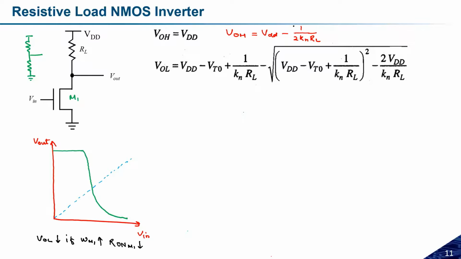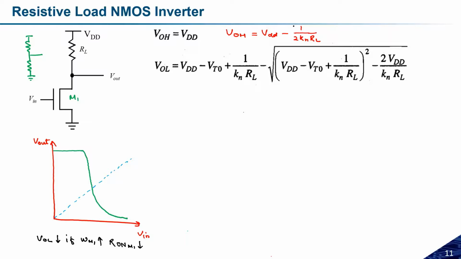So the simple answer is, if the strength of RL is dominating and the size of M1 is less, in that case you will get VOH equal to VDD. But if we are increasing the strength of M1, in that case VOH will be VDD minus 1 upon 2 Kn into RL. So this is how VOH will look, and this is the factor on which it depends.